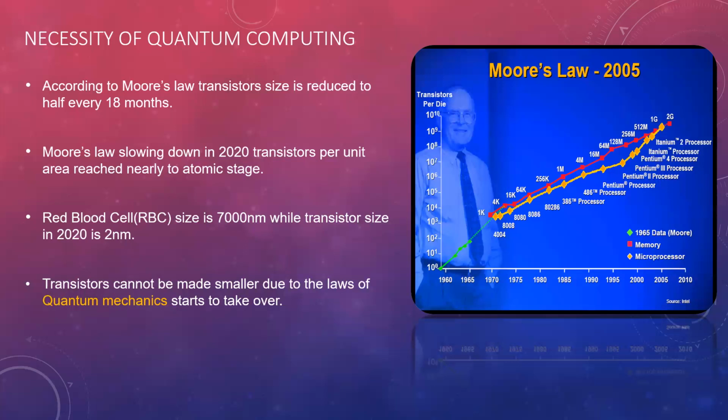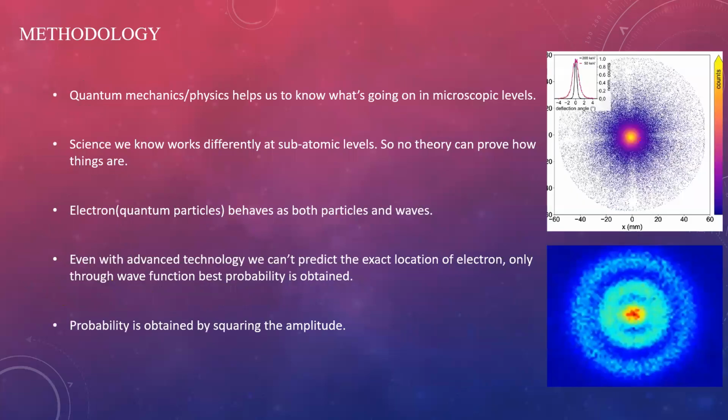According to Moore's law, which is slowing down, in 2020 the transistor per unit area reached nearly the atomic stage, which means there is no possible way to reduce the size further. If we reduce the size of a transistor below 2 nanometers, then the laws of quantum mechanics take over and quantum mechanics comes into play.